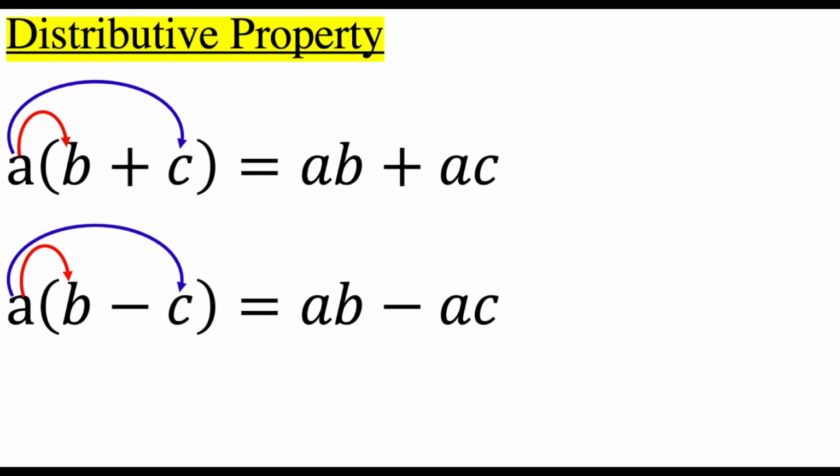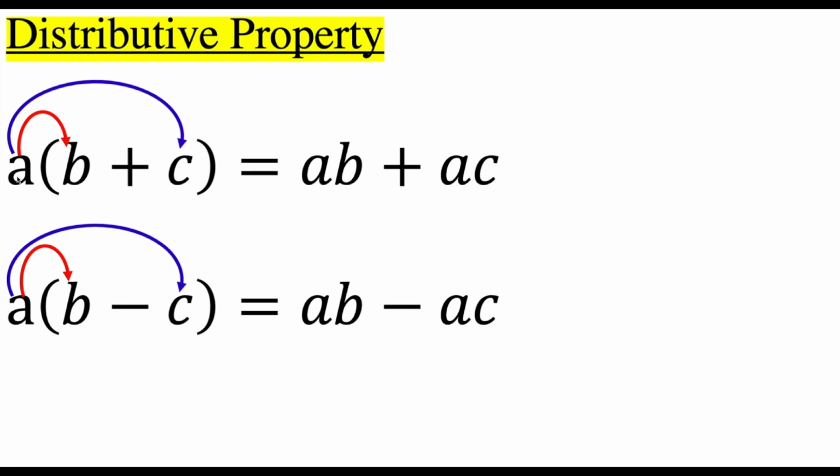Okay, in this video, we will go over the distributive property, and so let's get started. So I'm going to show you an example. So we have A times parentheses B plus C. And with the distributive property, if you have your parentheses and outside there's like a number or a letter or a variable, what you can do is just multiply it out.